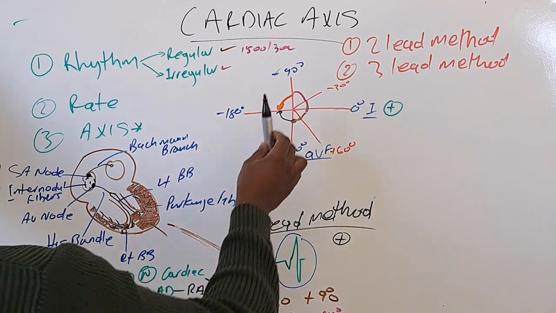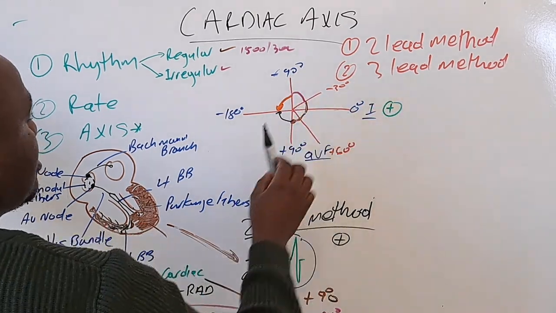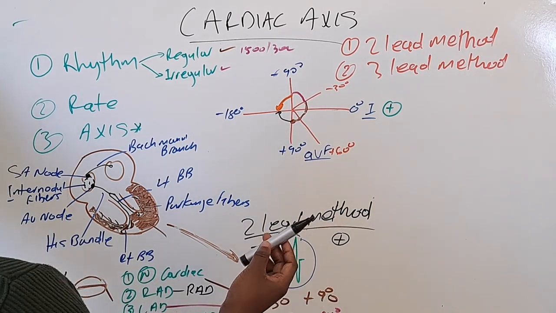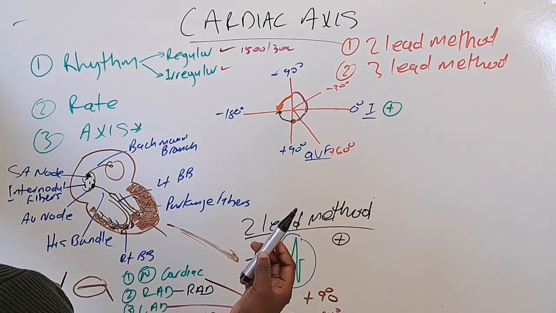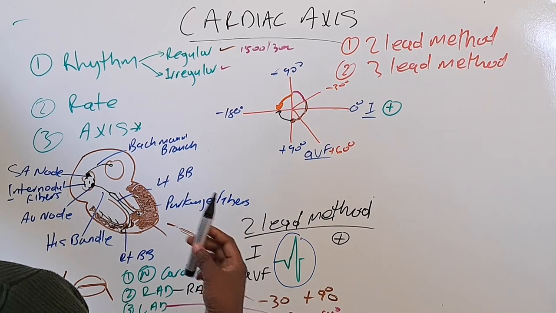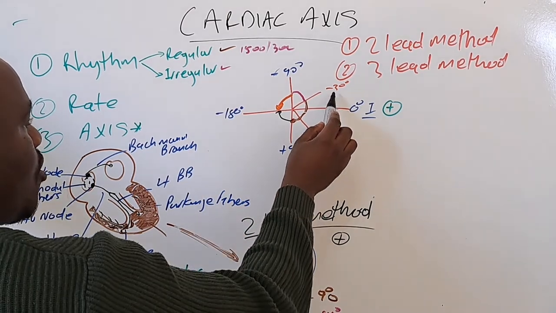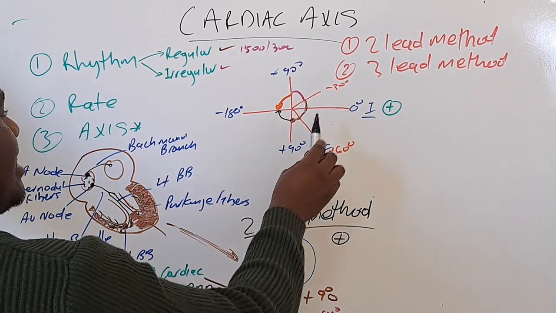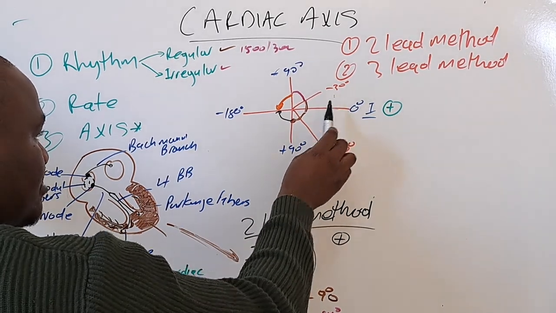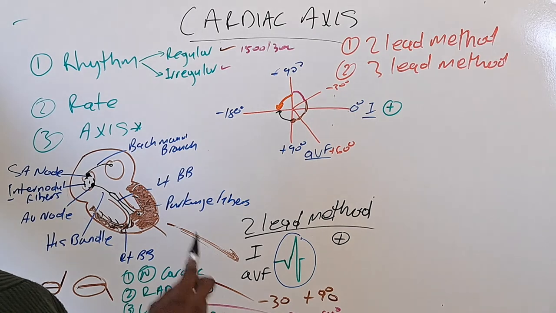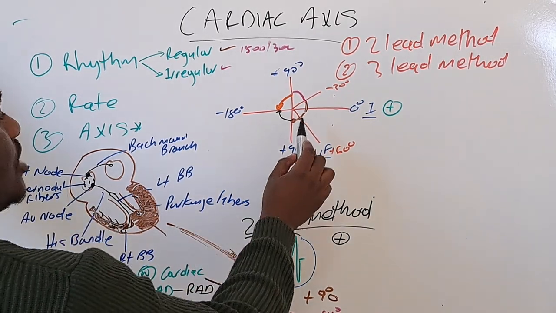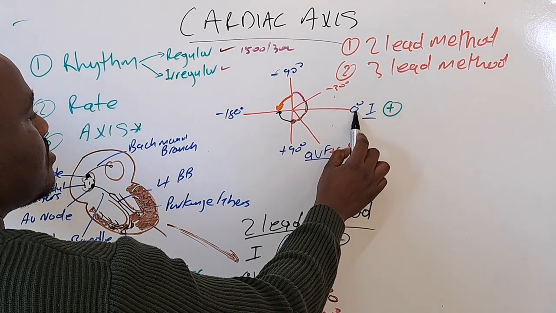I can't remember the word that I can use now to call this. But you are dealing with this: your axis can either be in this quadrant or in this quadrant. You don't know where exactly, you just know it can be either this quadrant or this quadrant, because all you know is that your QRS in lead 1 is positive, right?